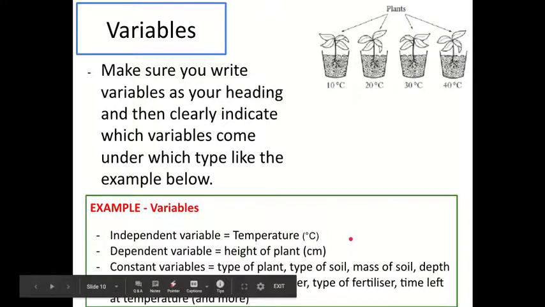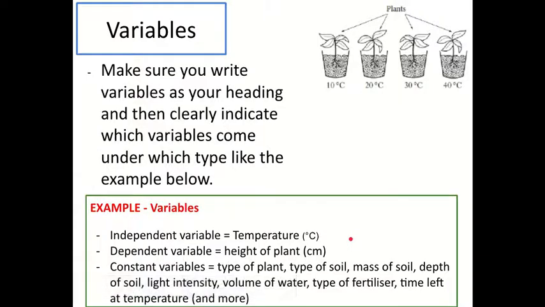For the constant variables, I would look at this experiment and think, what factors would I need to keep the same? I'm only changing temperature and I'm measuring the height of the plant, so what other things could have an effect on my results?